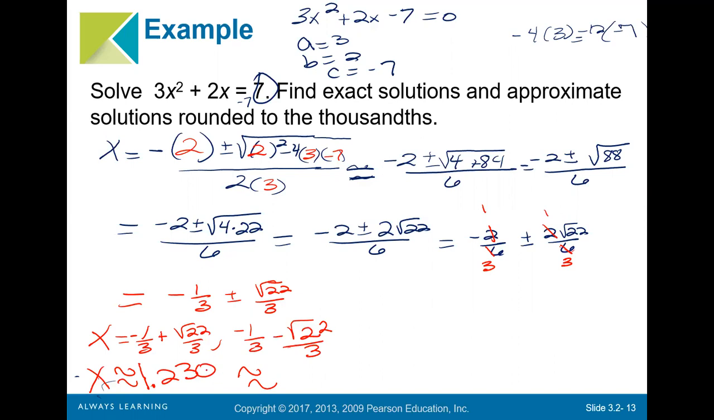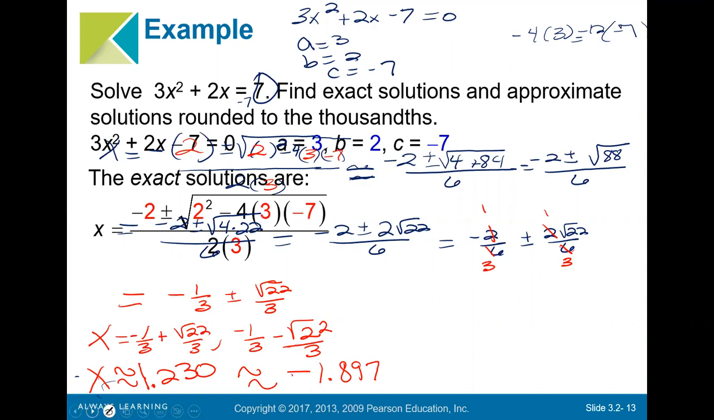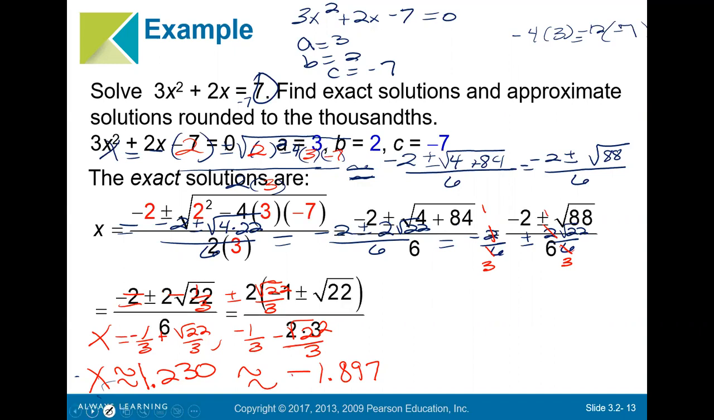Now let's go ahead and do the negative value of the root. And so I have -1/3 minus the square root of 22 over 3. And that gives me a -1.897. So now I've solved for the exact values and I solved for the approximation. And there we go. And you can check your work.